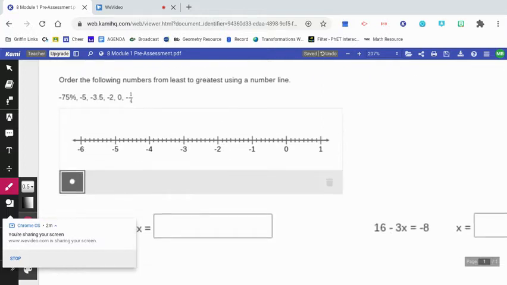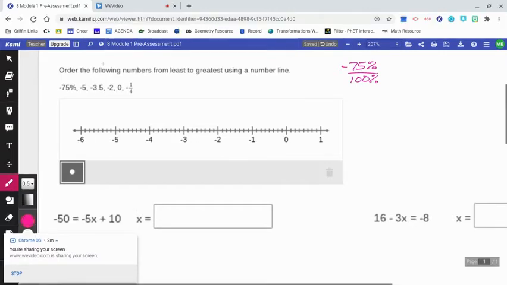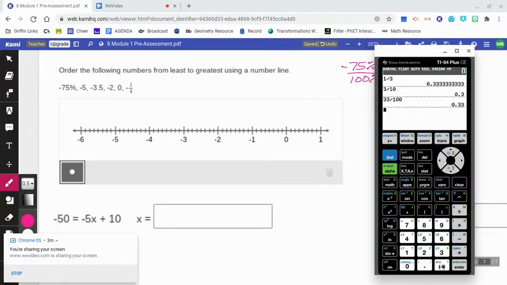Okay, for our next one, we're wanting to put these numbers in order from least to greatest, but on the number line. Again, it's easiest to have them all in the same form. So I'm going to start by converting any that are not in decimal or whole number to decimal or whole number. So I've got negative 75%. So that is negative 75% out of 100%. So that's going to be negative 75 divided by 100. Hopefully you paid attention to that calculator video, to which we have to make sure we're actually using a negative sign. Negative 75 divided by 100 gives us negative 0.75.